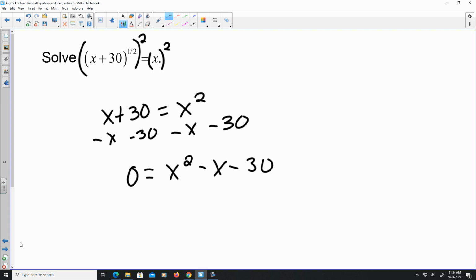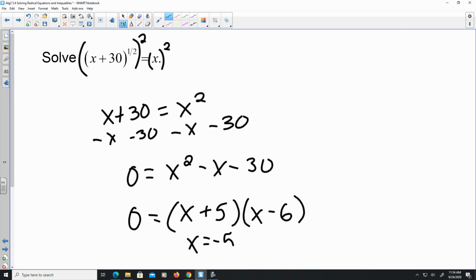And so I go 0 equals parentheses, parentheses. I got x here, x here. There are different signs. Product of 30, difference is 1. This will be minus, is going to be with the 6. This is going to be with the 5. So x is going to be negative 5, or x is 6.